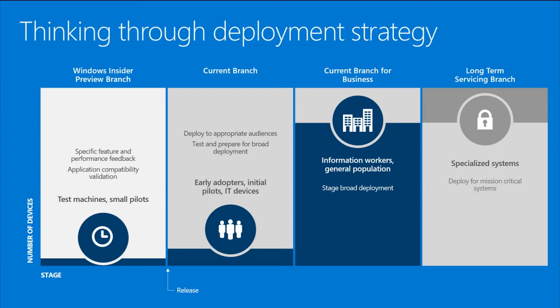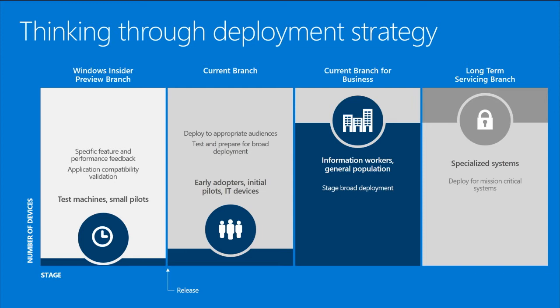Then there's Current Branch for Business, which is Information Workers, the general population, and that's where you stage your broader deployment. You roll that out over time, and Config Manager gives you the power to control that schedule and which users are hit at which point in time with the new Current Branch for Business update. And you can manage that rollout in a way that's secure for your environment, so you're taking advantage of the great new features in that new release of Windows or new update to Windows, but at a cadence that meets your organization's requirements and the users that you want to target with that deployment.